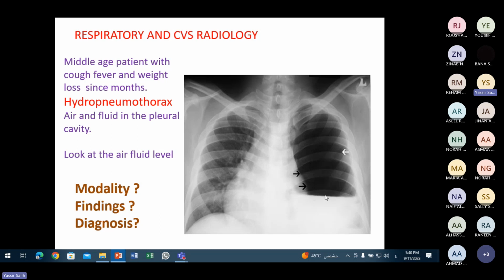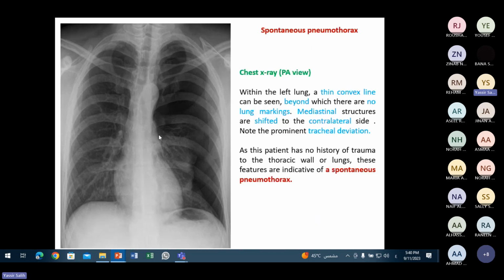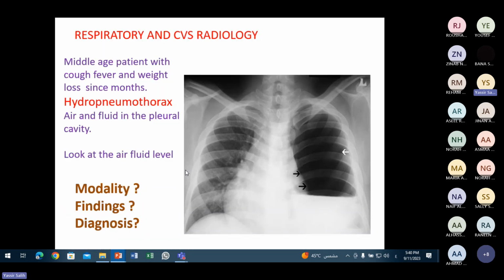This is the line, what do they call it? They call it the air fluid level. The line separating the air and fluid. Here we know, but if you notice, there was air only, no fluid. But in this one there is both air and fluid. How did we know? Because we have a straight line separating the two densities, the fluid below at the bottom and the air above. So what is this condition called?